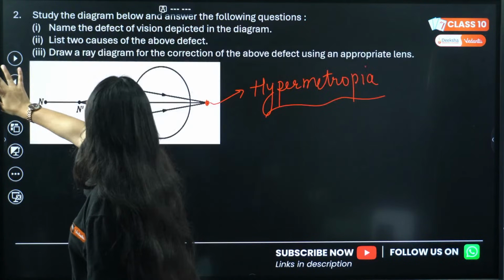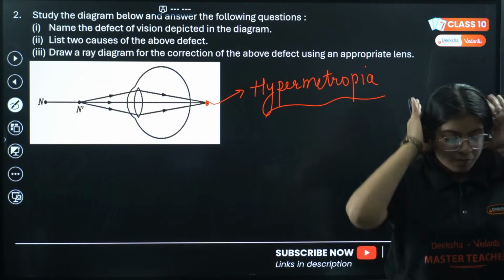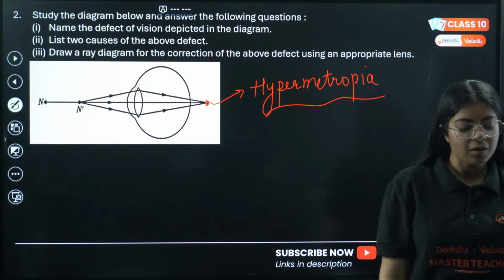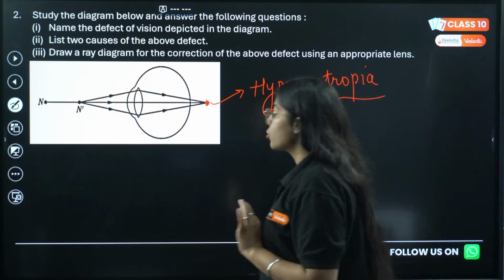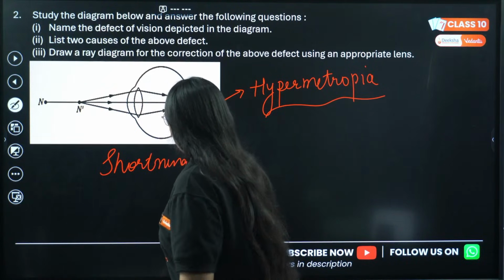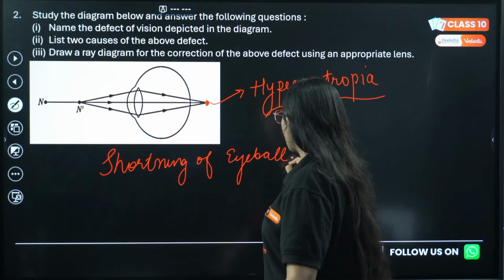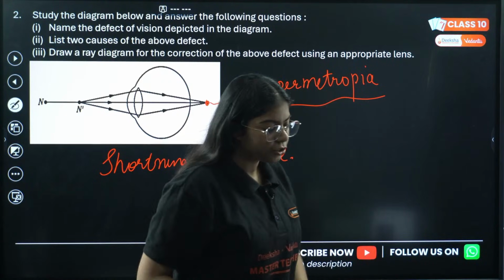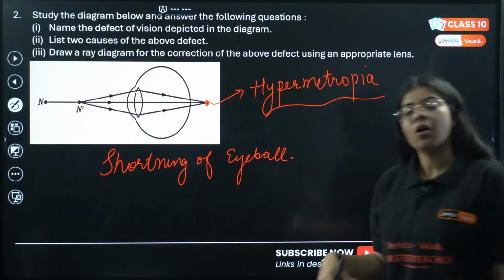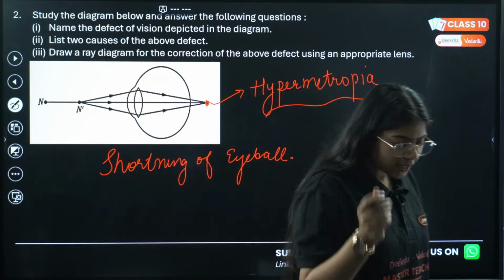Okay. Now the next part, list 2 causes of the above defect. What are the two causes of above defect? Sudarshan is saying shortening of eyeball, and that is correct. If my image is being made behind the retina, so of course either my eyeball has gotten shortened or there is increased focal length of the eye lens. Correct. Sudarshan is correct.